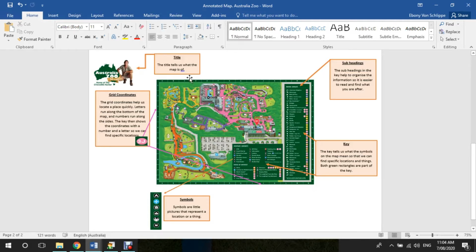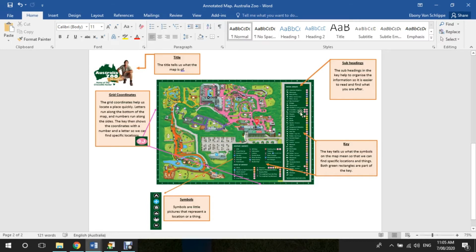So up the top here, just below my little arrow, we have the title. And the title tells us what the map is of. So we can clearly see this is Australia Zoo. And it's really important that we know that so that we know we're looking at the right map for where we currently are. The map also has subheadings, just like we do in non-fiction texts, that help us navigate the map a little bit easier. So the subheadings in the key are there to help organize the information so it's easier for us to read and find what we're after. You can see that there's a couple of subheadings through the key there, and they help us find what we need much faster than reading through all of that information.